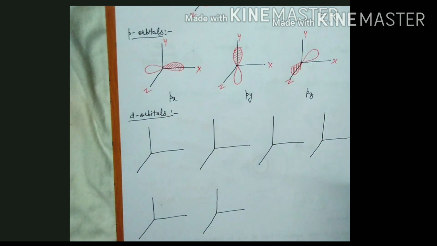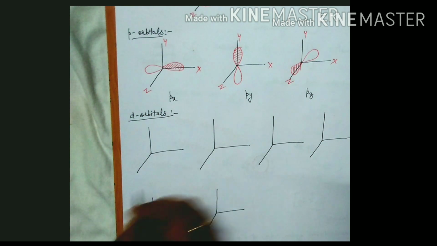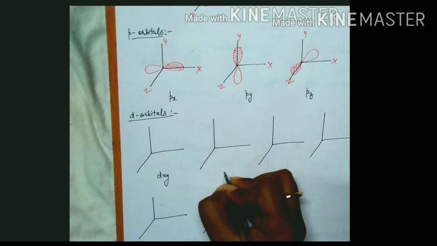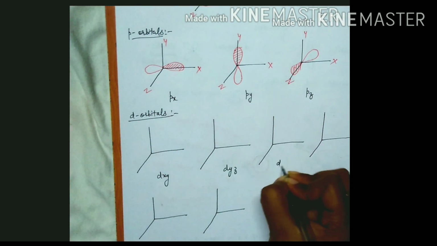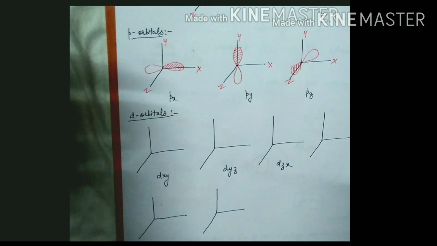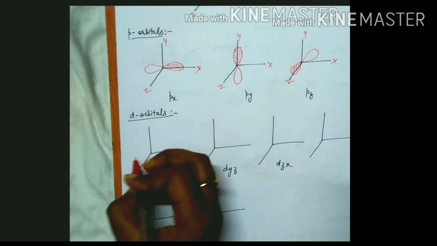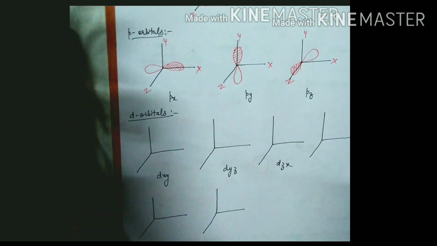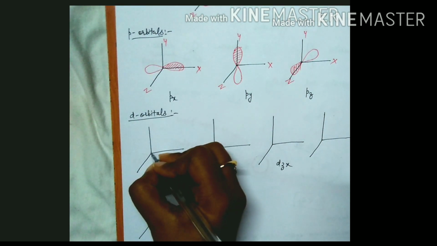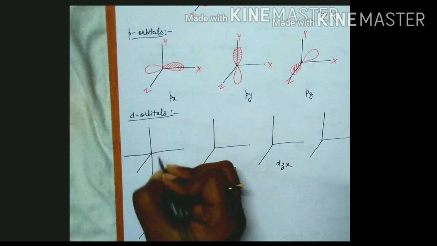Okay, there are 6 orientations for your d orbitals. First of all, we'll make some simple ones: dxy, dyz, dzx. First we'll make these three. For making the xy, yz and zx, I think we need only x and y. For this we need only x and y, so I'll remove this one.